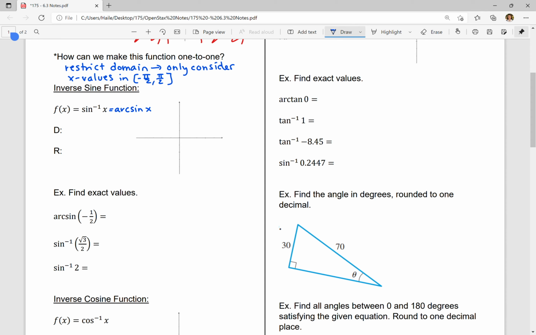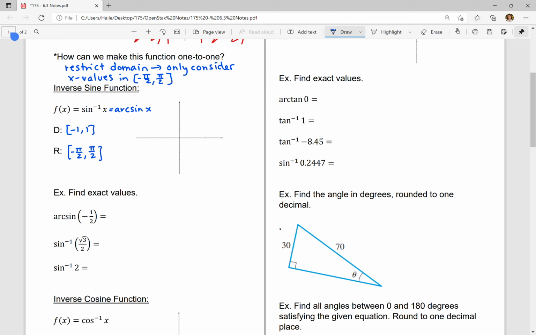The domain of sine inverse is going to be the range of sine. The range of sine was -1 to 1, so our domain of sine inverse will be -1 to 1. These are the only numbers we can plug into sine inverse. Now the range is just going to be -π/2 to π/2.